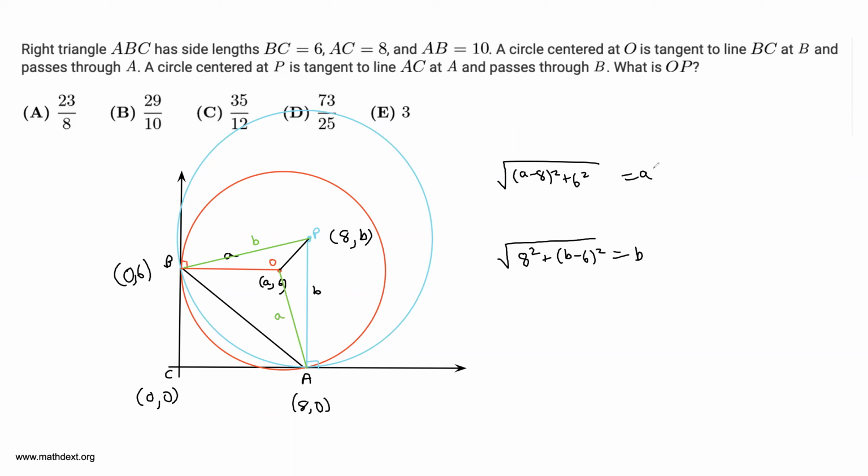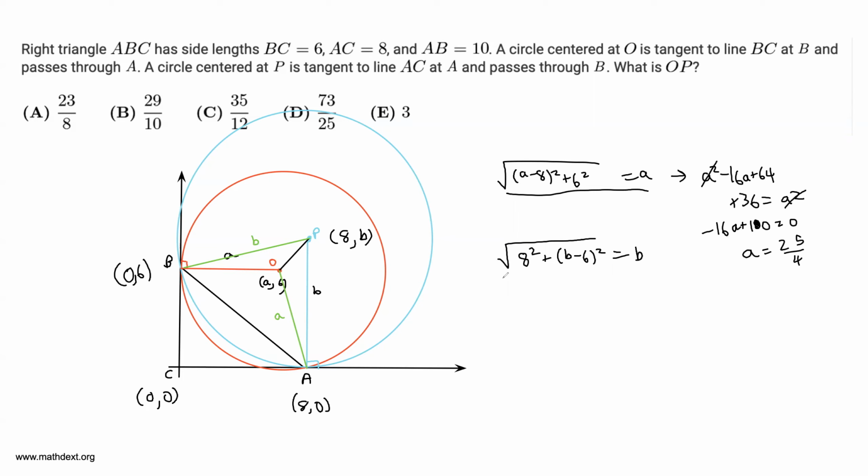And we can solve for a and b now, because if we square this, you get a minus 8 squared. We can expand that out: a squared minus 16a plus 64 plus 36 is equal to the right-hand side squared. So this cancels out with that. You're left with negative 16a plus 100 is equal to 0. And therefore, a is equal to 25 over 4. You can verify this for yourself.